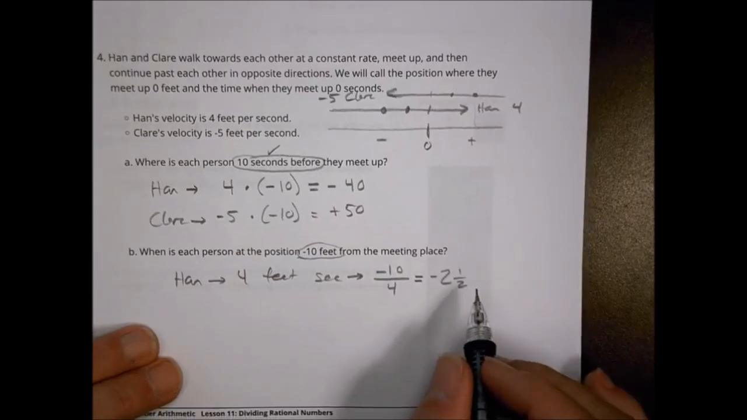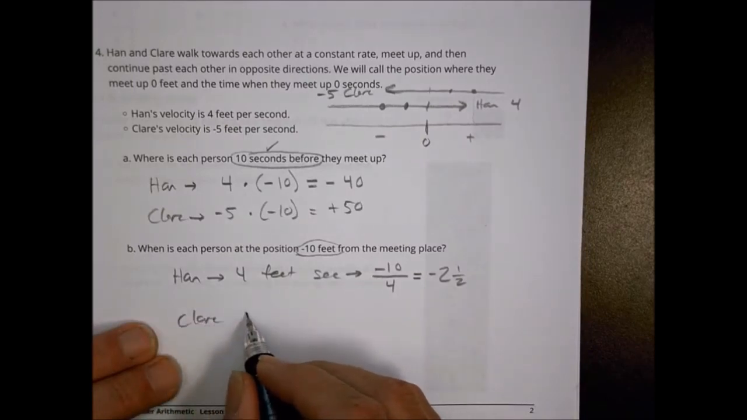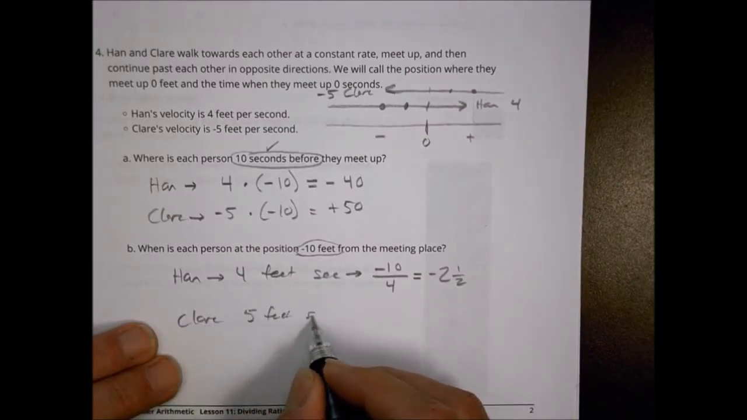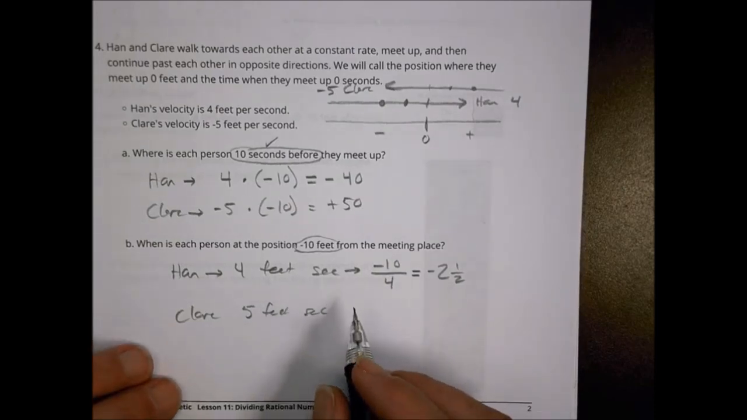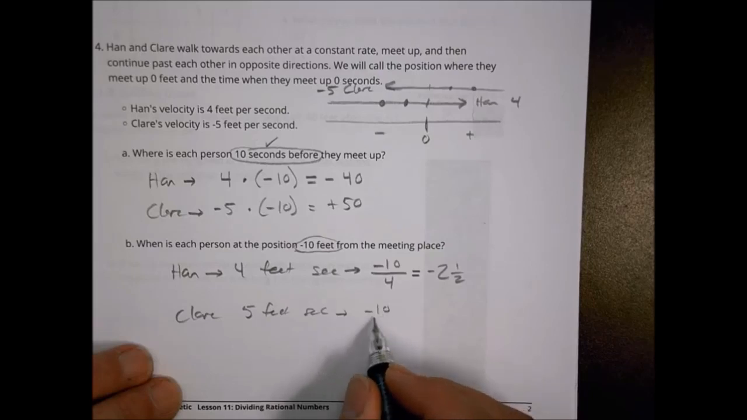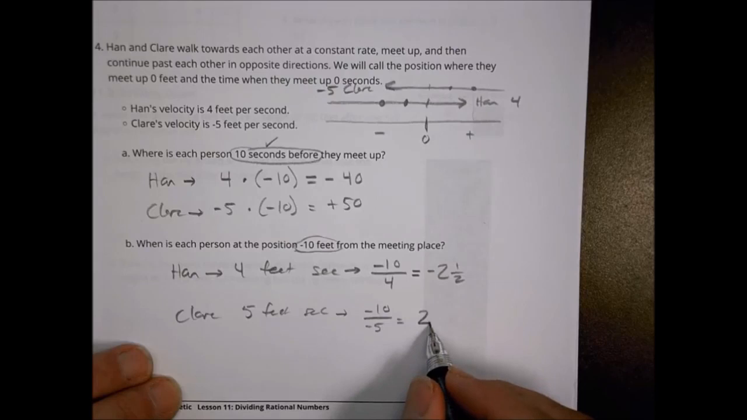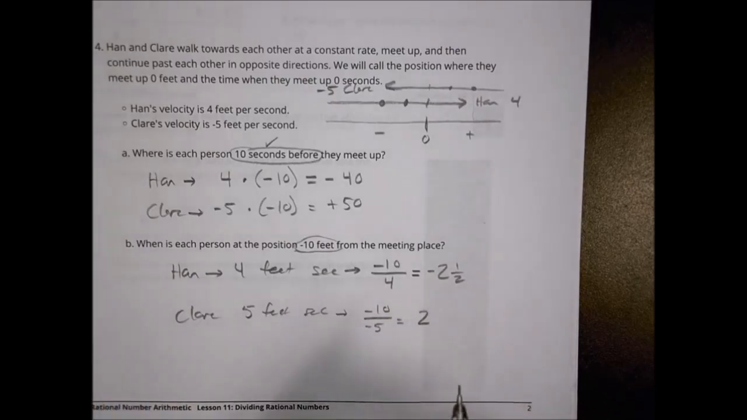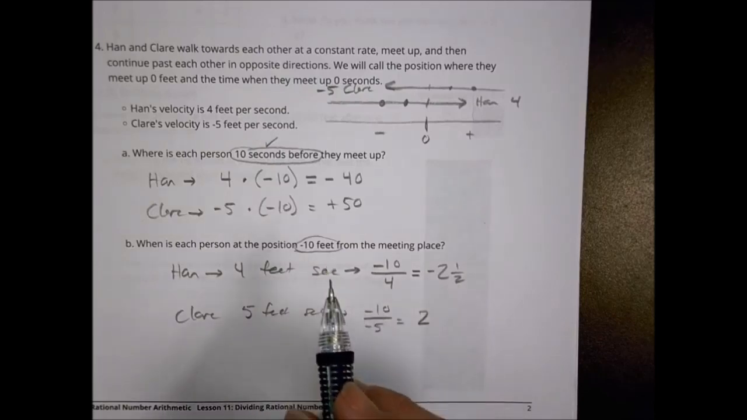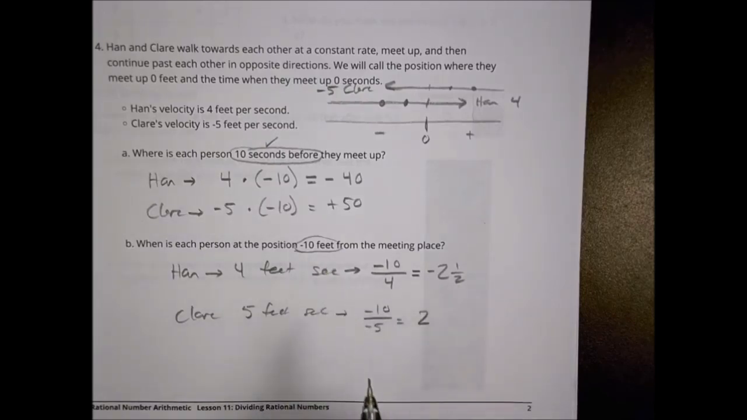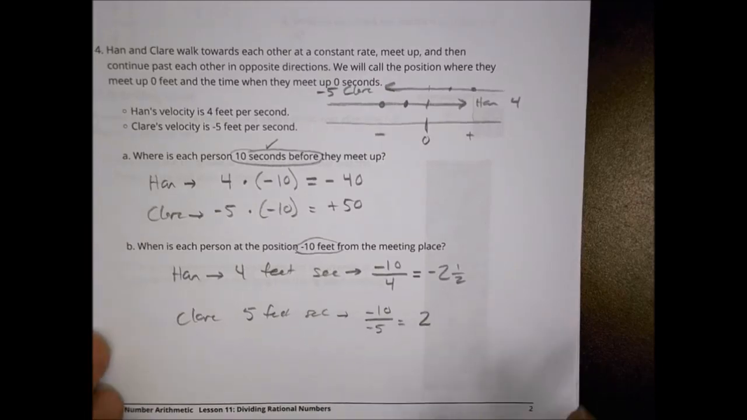For Claire, Claire's going at 5 feet per second, right? So what's happening here is that Claire's going to do -10 divided by -5 to give us a time of 2. So we have -2.5 and 2 as when they are -10 feet from the meeting place. That is when they're going to be there, that many seconds before. So there are those two folks, and that's the idea.